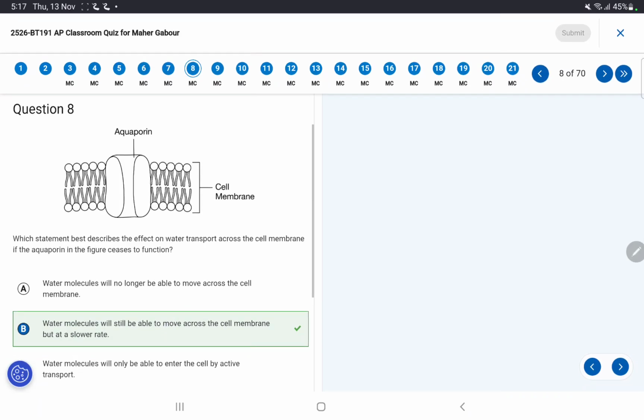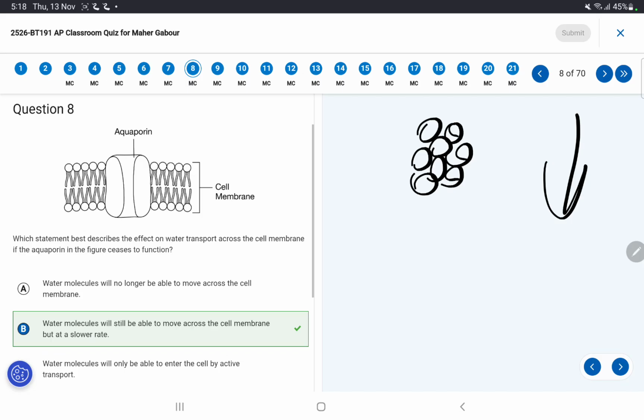Which statement best describes the effect on water transport across the cell membrane if the aquaporin in the figure ceases to function? So what are aquaporins? Aquaporins are proteins that help move water in bulk, big amounts of water. Water can still move freely through the plasma membrane. It can still diffuse through by osmosis, but it doesn't diffuse as fast. So if we remove this aquaporin, it will still diffuse but not as fast. Water molecules will still be able to move across the cell membrane but at a slower rate.